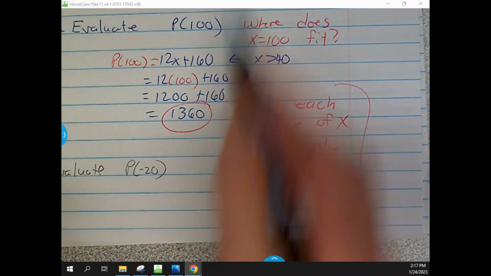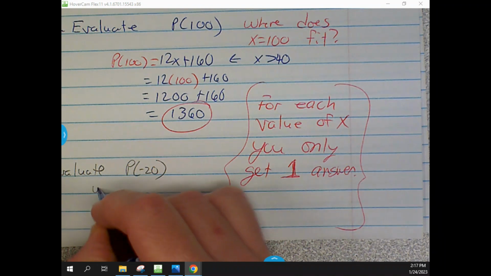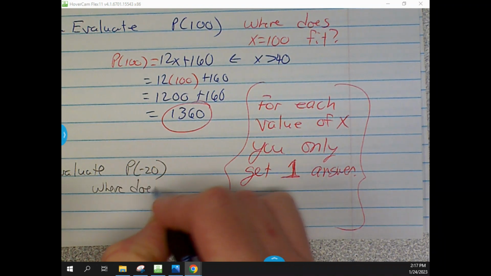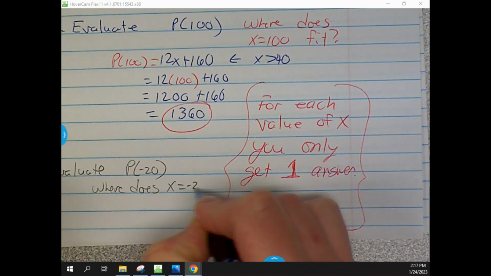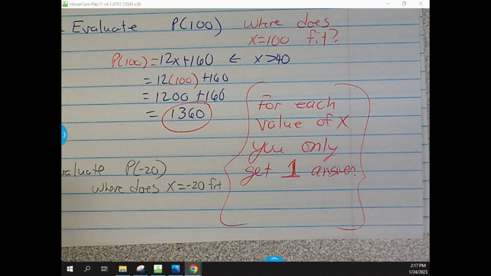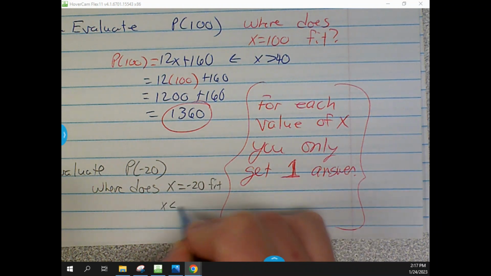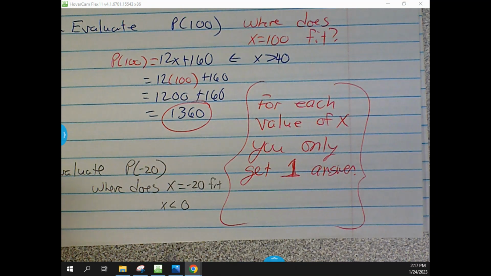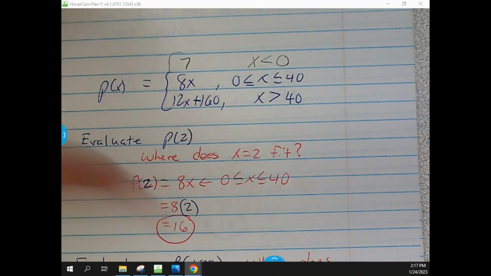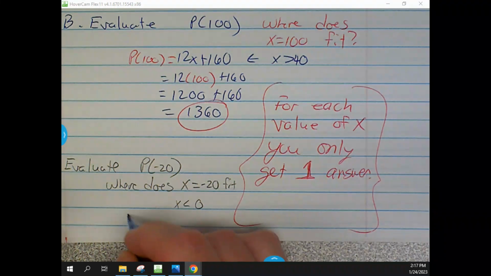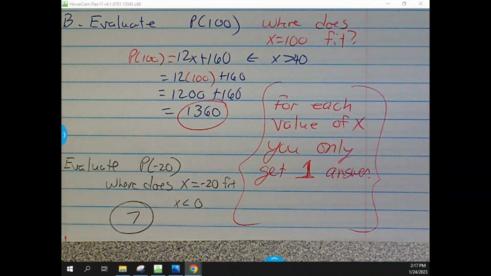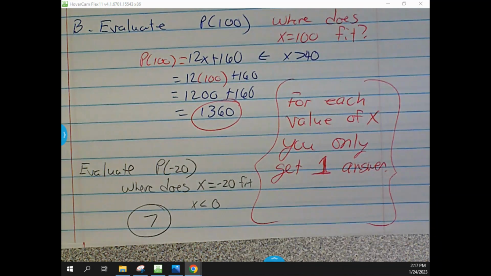So the negative 20 would definitely fit in. Where does it fit? Well, x is definitely less than 0 because negative 20 is less than 0. And again, no matter what number you plug in, the answer is always just going to be 7. So when they ask you to evaluate p of negative 20, the answer would just be 7. Okay, so that's regardless of any number that you're putting in with that one.